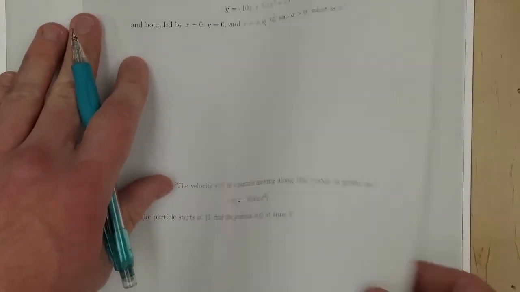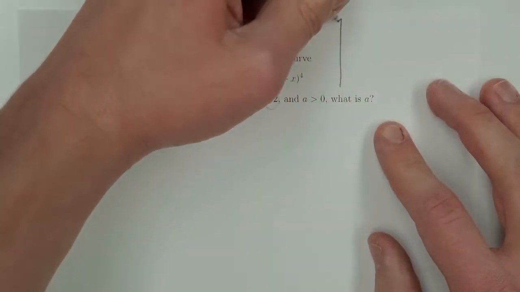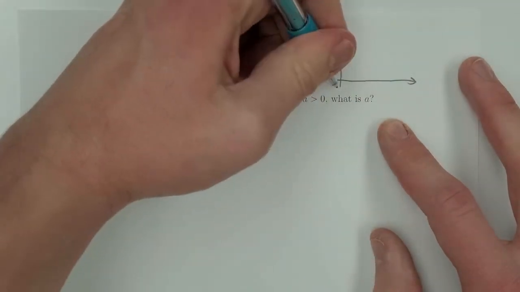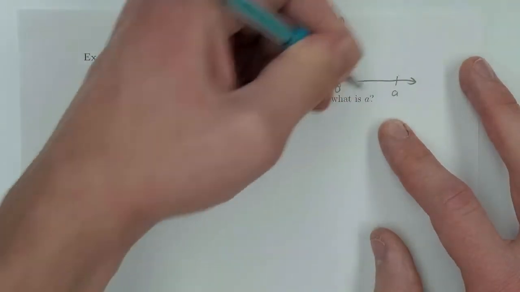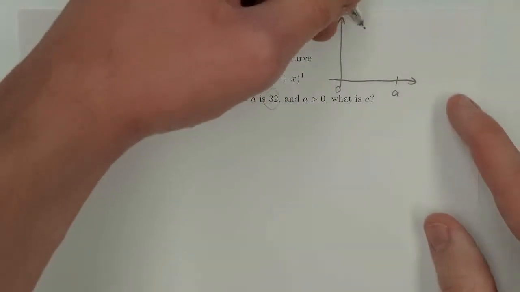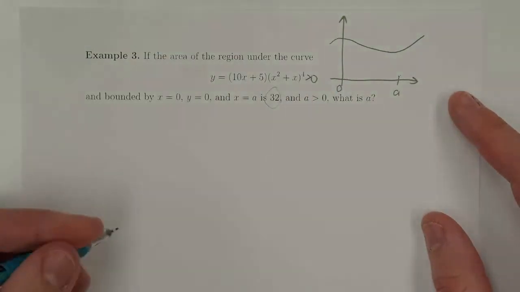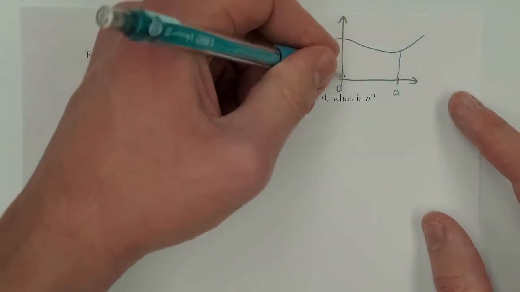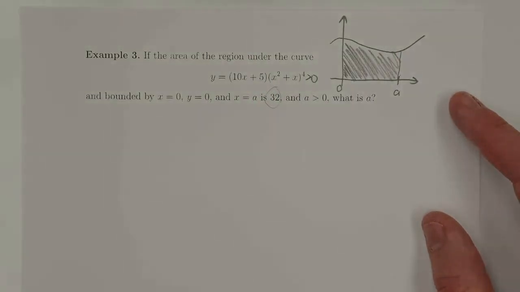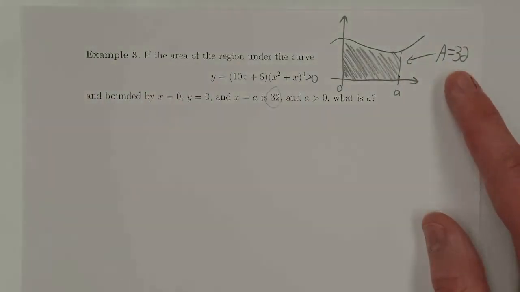So here's what's happening. If you recall from lesson R, in this case we're going from x equals 0, so right here, to some x equals a. And just by looking at this, we can assume that a is greater than 0, so you're going to have some function that looks like this. And we're assuming that the area of this region here is 32. So the area of this guy is 32.